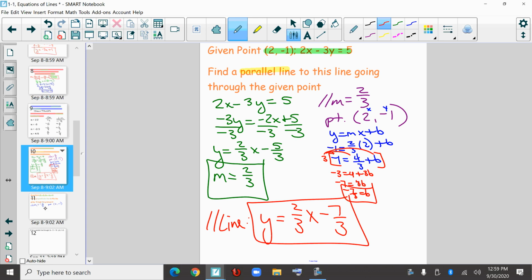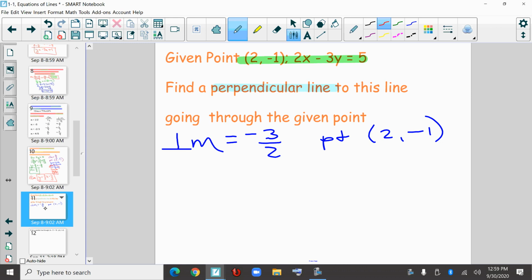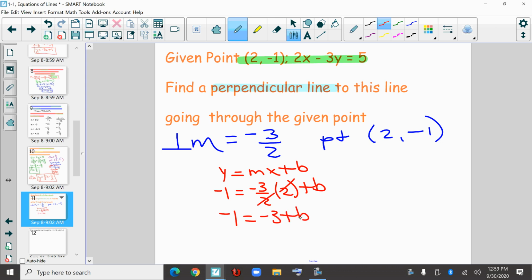So we're going to do the same exact thing with this. Now we're going to go ahead and do perpendicular. We already have the perpendicular slope. We're going to use our formula. So y = mx + b. y is -1, m is -3/2, x is 2, plus b. How nice, the 2's cancel out. -1 = -3 + b.